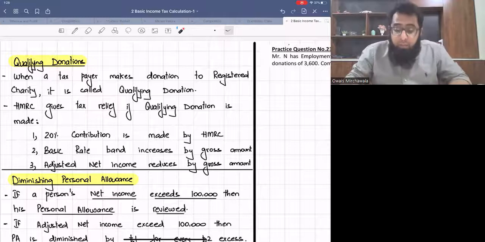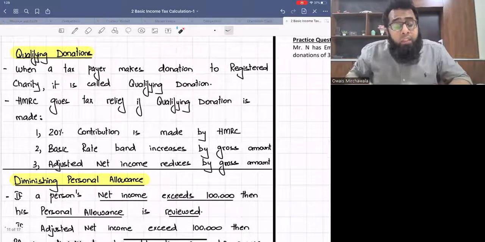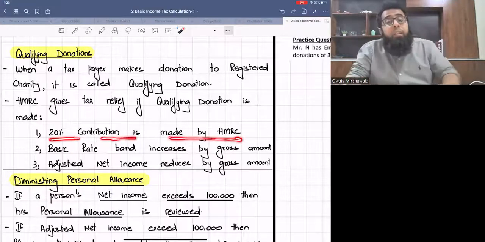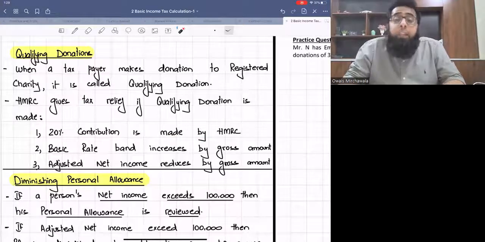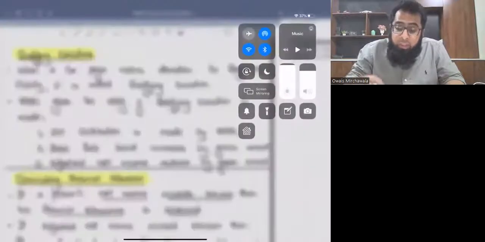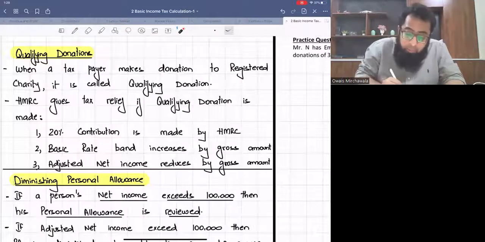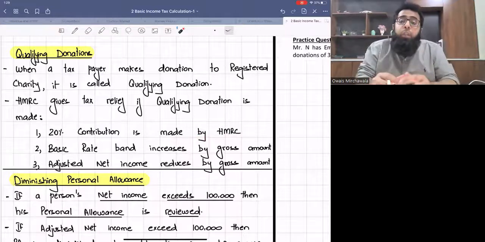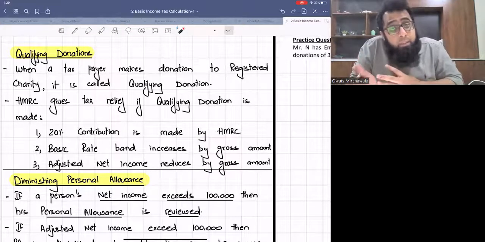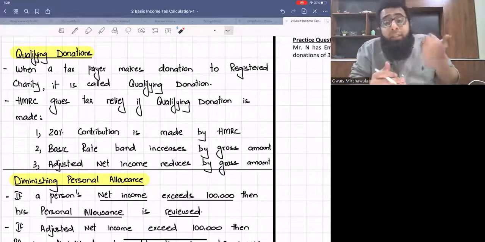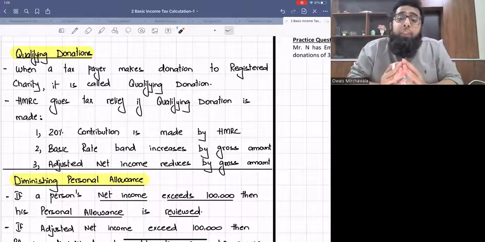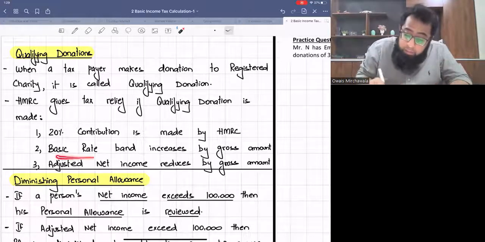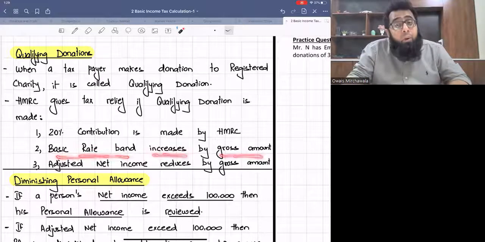Now, what is the tax relief on it? There are three tax reliefs available. The first tax relief is that a 20% contribution is made by HMRC, the UK tax department. Whatever you contribute is considered as 80%, and the tax department grosses it up and makes a donation of the 20% amount. Number two, your basic rate band is increased by the gross amount.